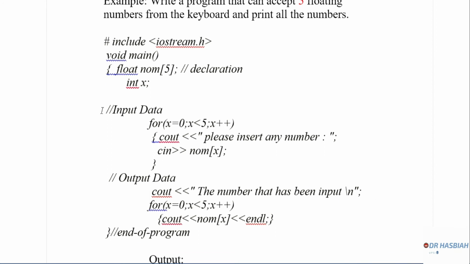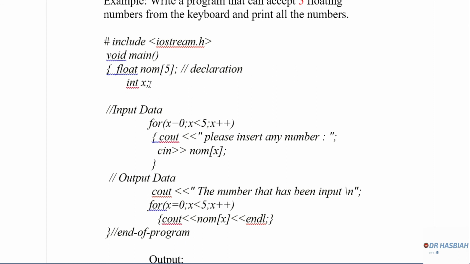I have written the program here. Include iostream.h, void main. Open brace here, and then we have the close brace. Let's say I use the array name for this example nom, or whatever name you want to use, but I use nom here, and then the size is 5, because we accept 5 floating numbers, and I put the data type for the array as float. So this is the declaration, and then I put here integer x.